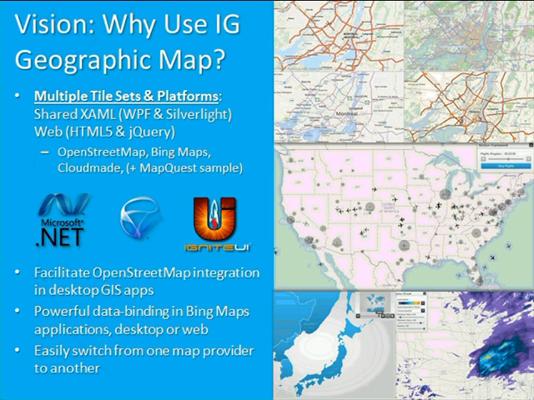So looking at why you would use a geographic map? And all the maps you see here are samples taken from our own Geo Map. First of all, our geographic map basically allows you to work with multiple tile sets and multiple platforms. So today, in terms of platforms, we already support our shared XAML platform, which includes WPF and Silverlight, and we also have the web platform with our new Ignite UI product, which covers HTML5 and jQuery. And in terms of tile sets, you can already use OpenStreetMap tiles, you can use Bing Maps, you can use CloudMade Maps, and we already have a sample also showing you how to create a custom tile set provider using MapQuest.